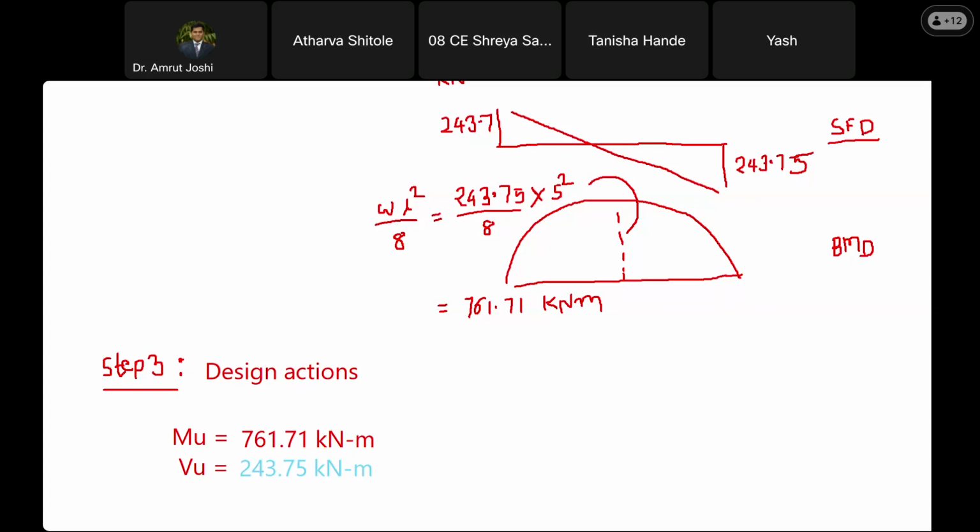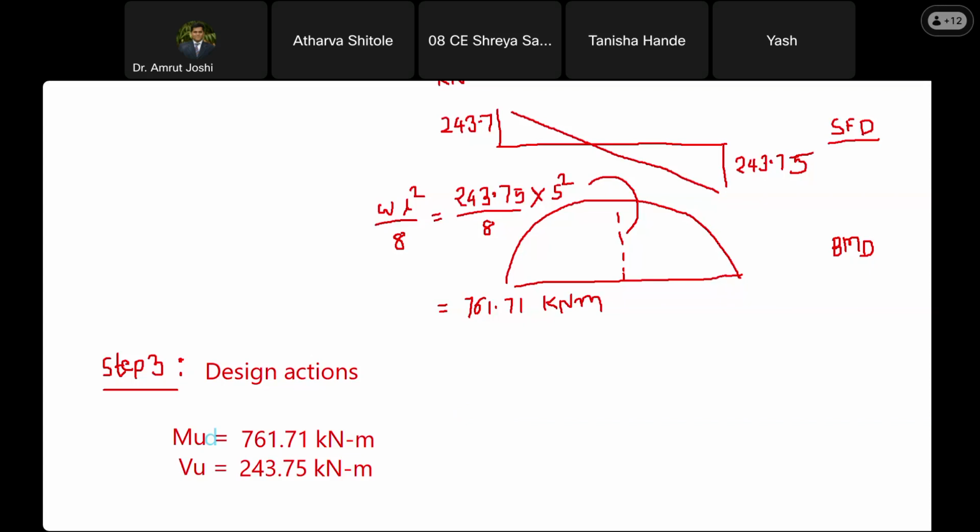So we need to now design a beam which carries a maximum bending moment of 761.71 kilonewton meter, and I'm going to call it MUD because this is the design moment for which I need to design the beam. D stands for design. Happy? However, I am not going to call this VUD because this is not the shear force for which we design the beam sections. When we come to the shear force design, I will tell you how to derive the design shear force from this shear force. Okay?